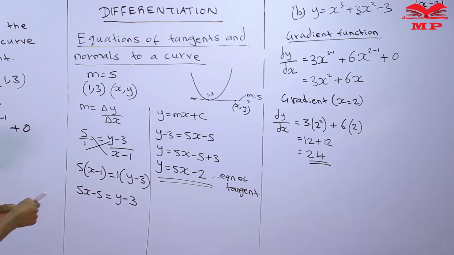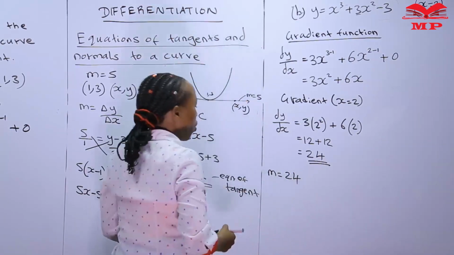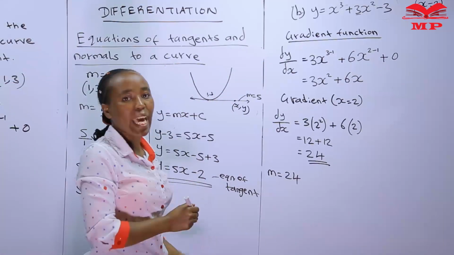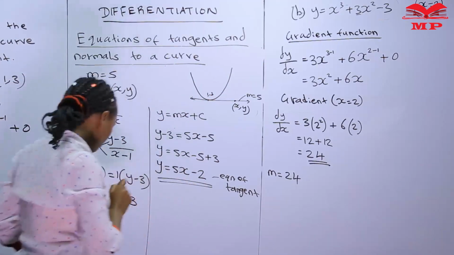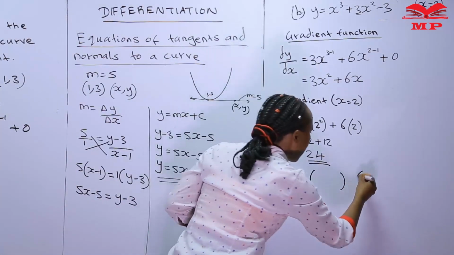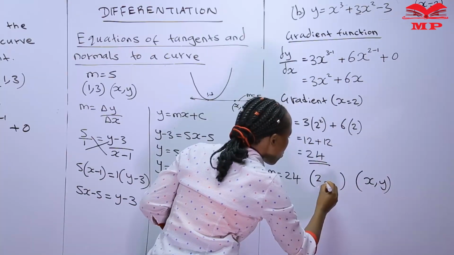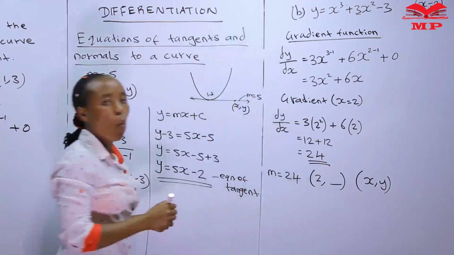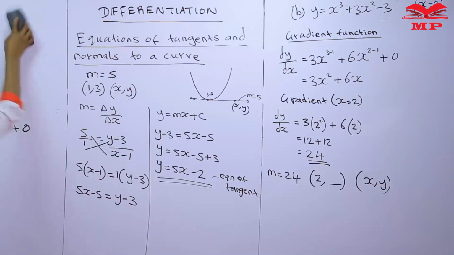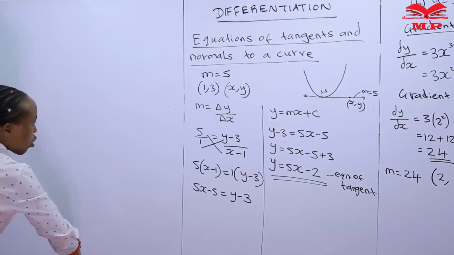Then after that, we have the gradient as 24. We do not have the point. We only have the point x, which is equal to 2. So we need to get the value of y so that we can get the point, and then we take the imaginary point x, y. We only have x, which is 2, but we need to calculate y. So we are going to come back to the equation of the curve so that we can get the value of y.